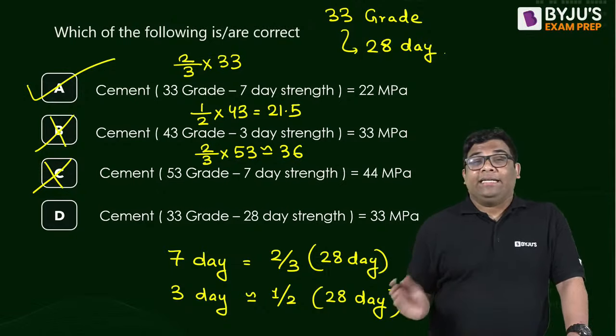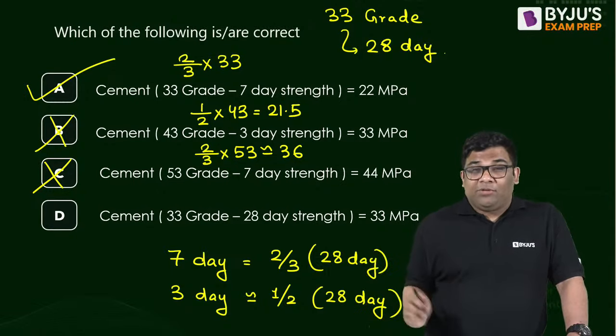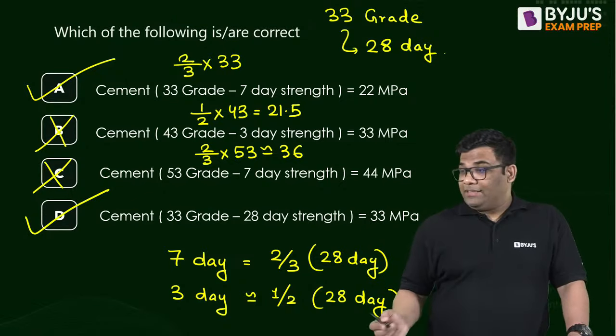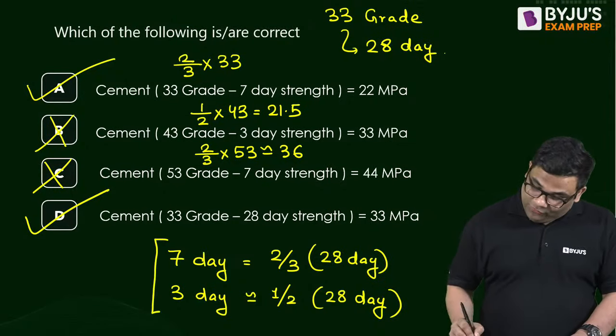Last option, 33 grade, 28 distance will be how much? 33 only, right? So this is correct. So by this, you can remember these two formulas.